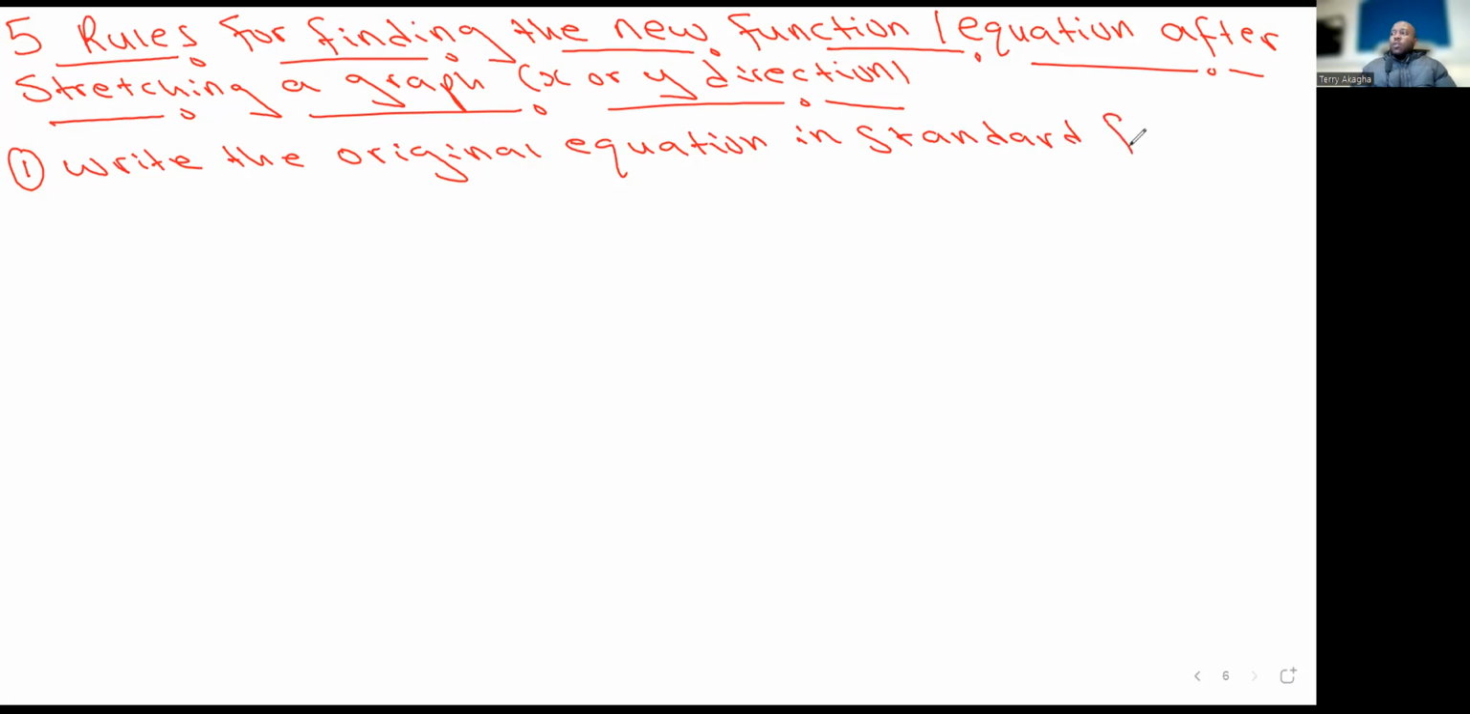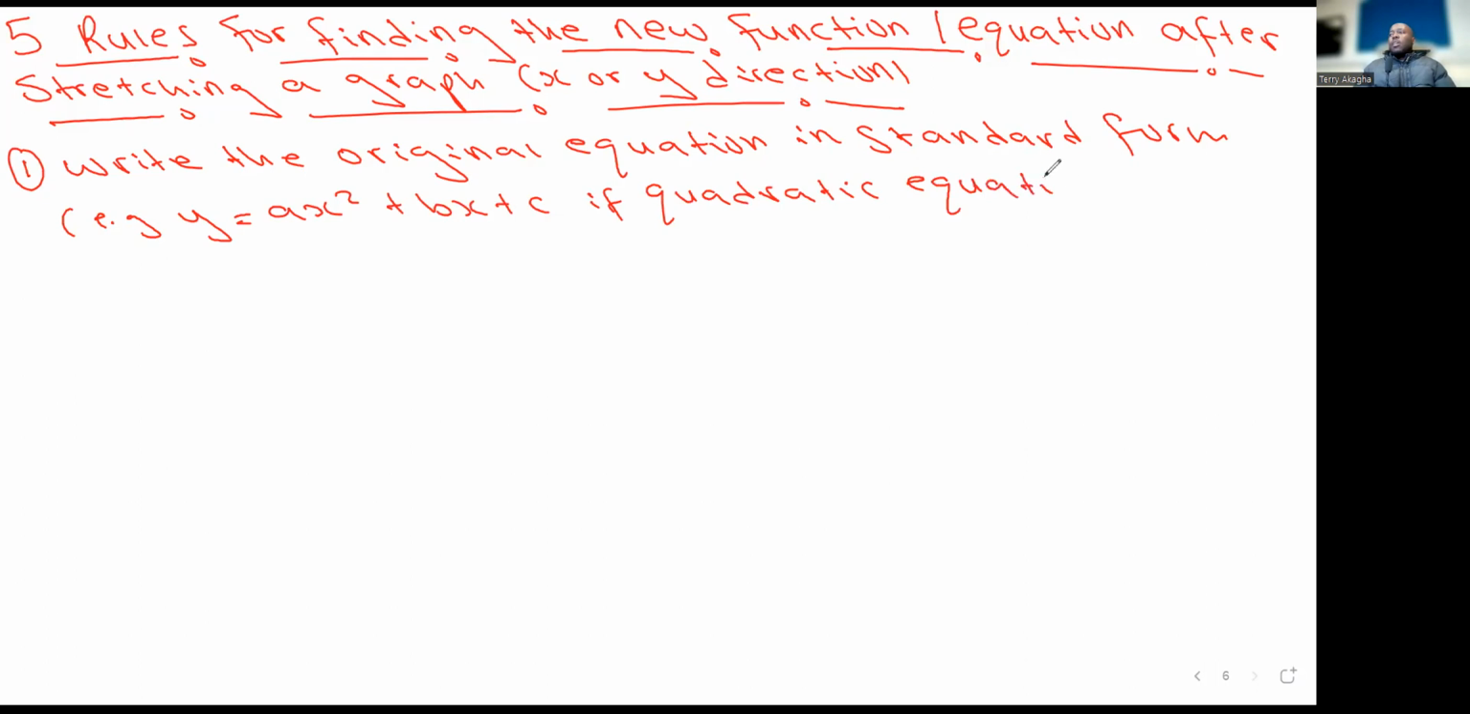Okay. So for example, if you have y is equal to ax squared plus bx plus c, this is the standard form for a quadratic. So if you have a quadratic equation, you have to write it in the standard form, in the form of ax squared plus bx plus c.